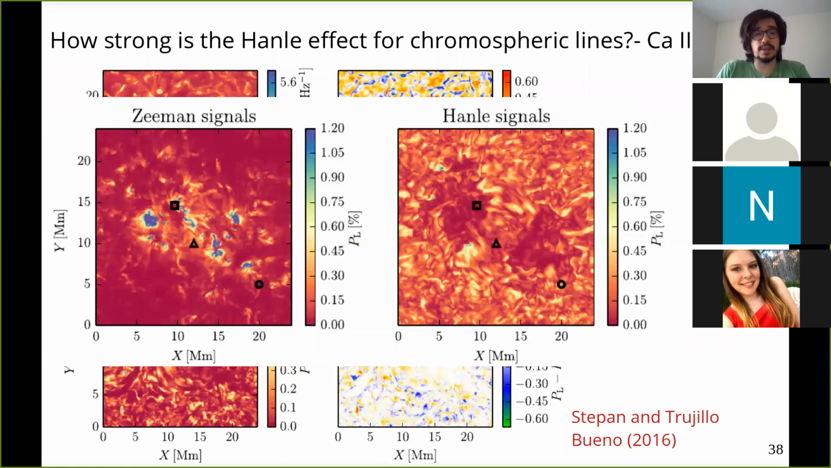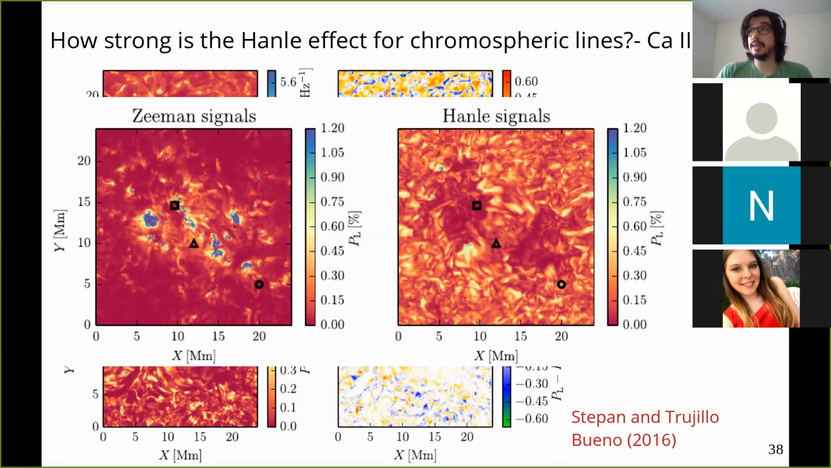This here is the famous Bifrost simulation of enhanced network, with calculations done by Yuri Stepan and Javier Trujillo Bueno. And you see that for calcium 8542, because it's strong and it doesn't have a very large lambda factor, the Zeeman signals are not that strong. The line is strong, the line is broad, and it's really broadened. So the Zeeman effect weakens, and it becomes comparable to the Hanle effect. So this is also an amazingly interesting result and amazing project. And this code is now publicly available, so-called PORTA.